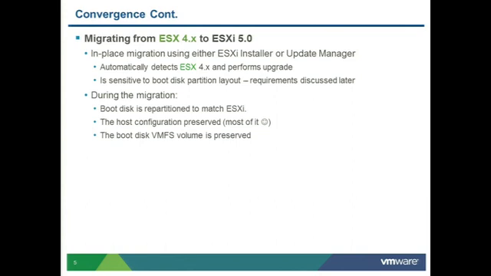The basic process, we take the boot disk, we take that first gig of the boot disk, we repartition it in the ESXi format, and then we lay down the ESXi 5.0 bits, and we bring the host configuration back in, and the big thing is we will preserve the VMFS data store that's on that disk. So anything you have on that will be preserved as well.